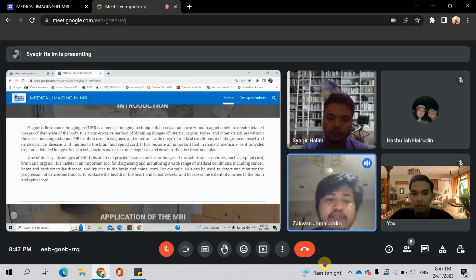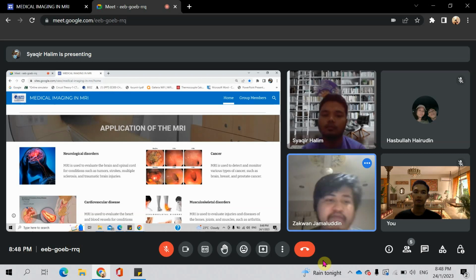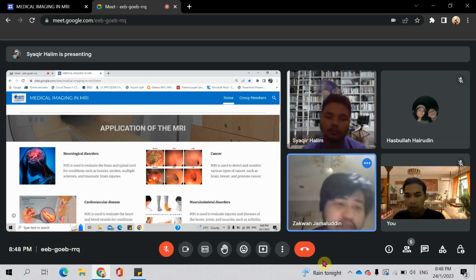Now we go through to the applications of the MRI. When we're talking about the MRI, it comes with some applications. First is neurological disorder. What can the MRI do for neurological disorders? When the patient is facing a tumor, stroke, multiple sclerosis, and traumatic brain injuries, the MRI can be used to evaluate the brain and the spinal cord.